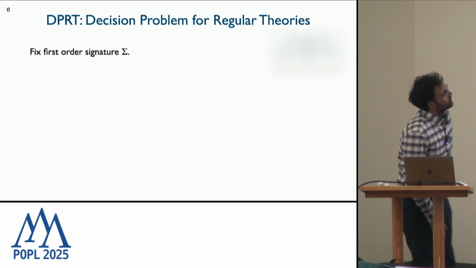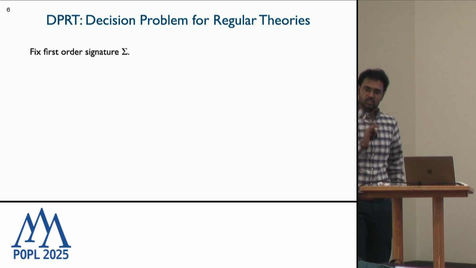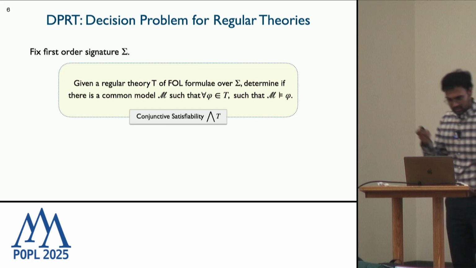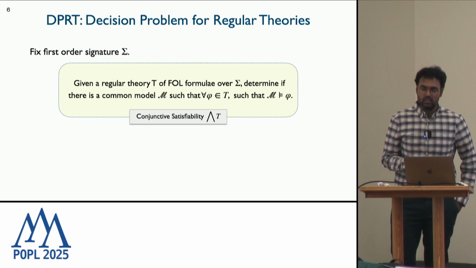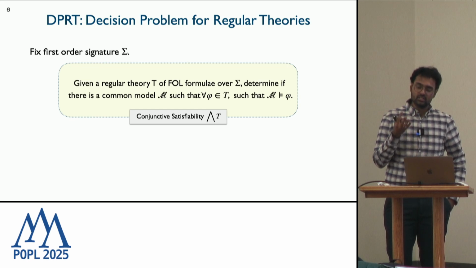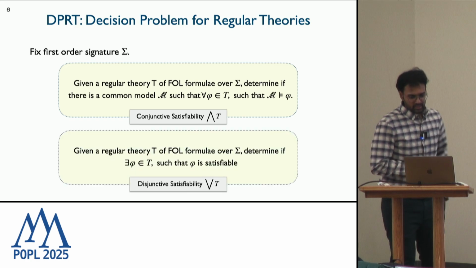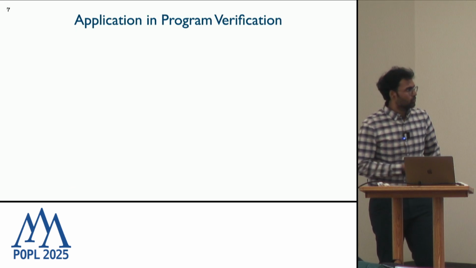The problem statement says you first fix a first-order signature sigma, and you're given a theory T over this signature. Now your question is: is there a common model that makes every formula in this set satisfiable? And likewise, is there a formula in this set which is satisfiable?